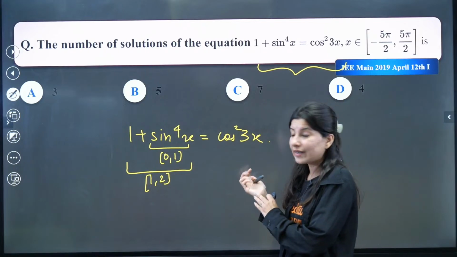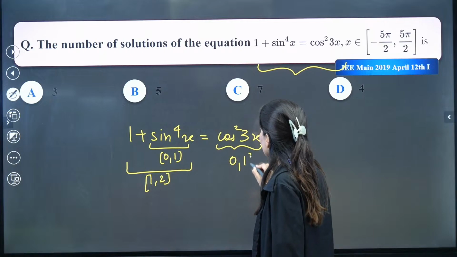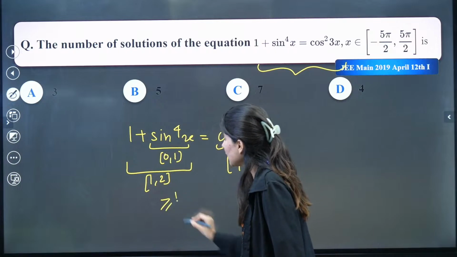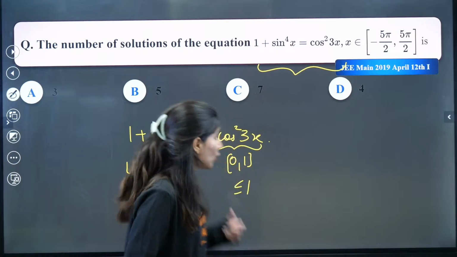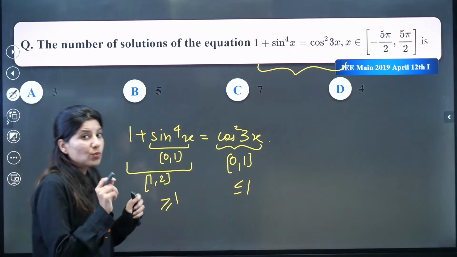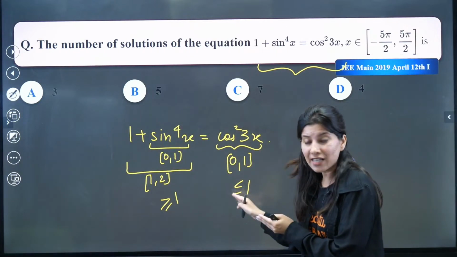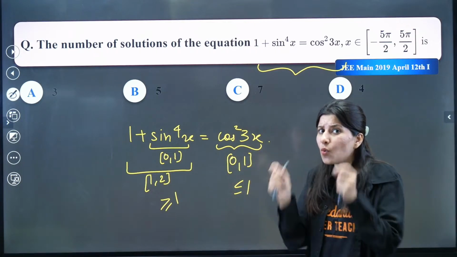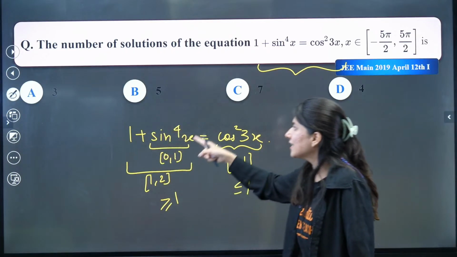Now let us come to the right hand side. Can you see that this quantity will be 0 to 1? So the LHS is greater than or equal to 1, and the RHS is less than or equal to 1. Both will become equal only when both LHS and RHS become 1. Otherwise, the match is not possible. If one is less than 1 and the other is greater than 1, they can't be equal. To make it equal, the only possibility is making the LHS 1.